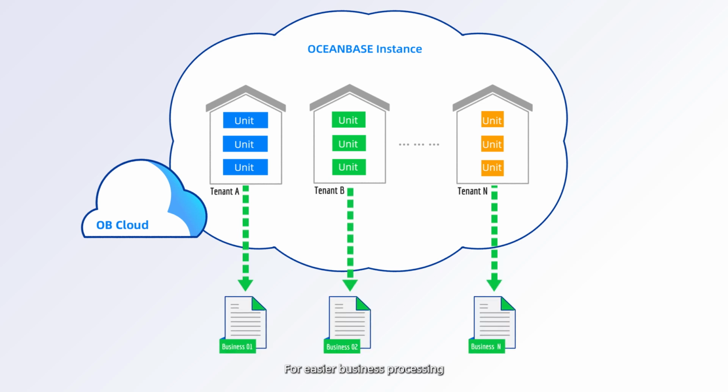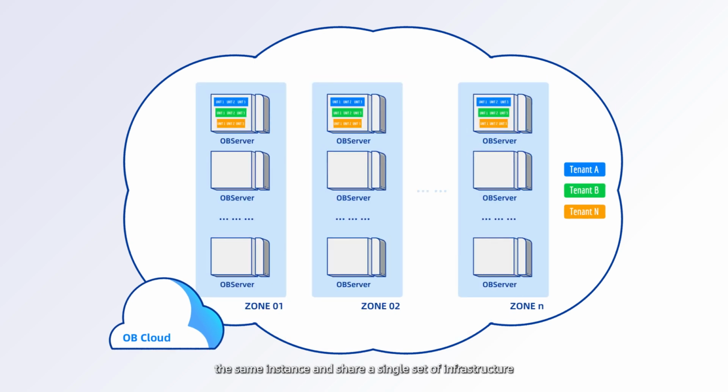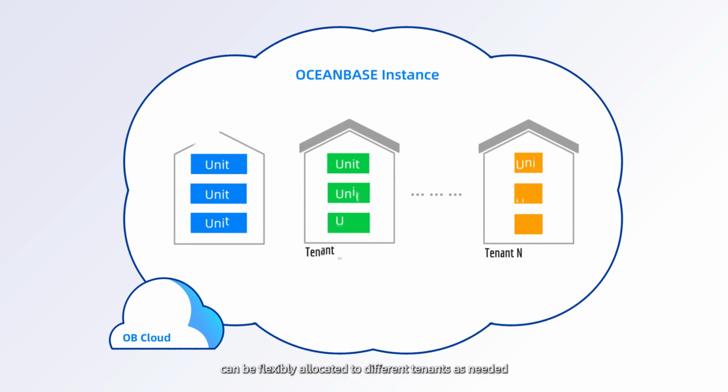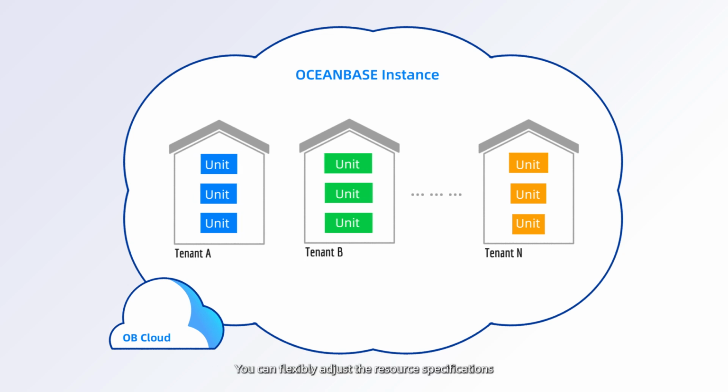For easier business processing, you can create multiple tenants within a single instance. Each tenant can support different business systems or different modules of a large business system. These tenants can be created within the same instance and share a single set of infrastructure. The resources provided by this infrastructure can be flexibly allocated to different tenants as needed, and the allocated resources do not interfere with each other. You can flexibly adjust the resource specifications of your tenants based on business volume, helping you maximize resource utilization.